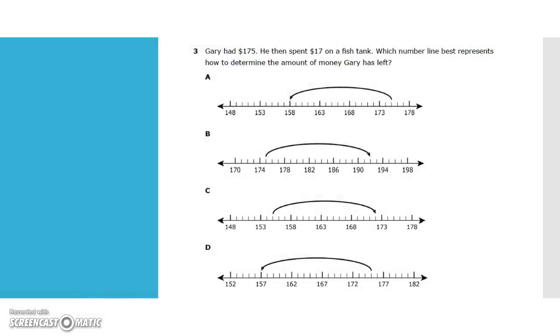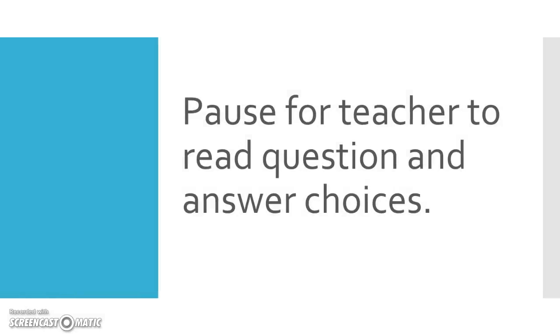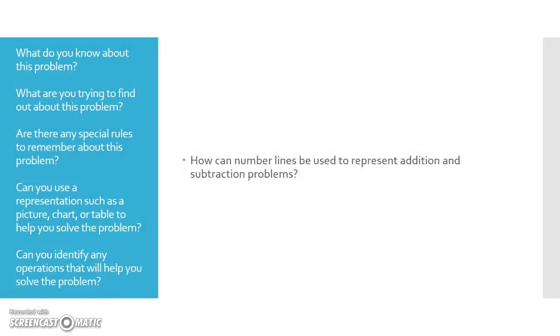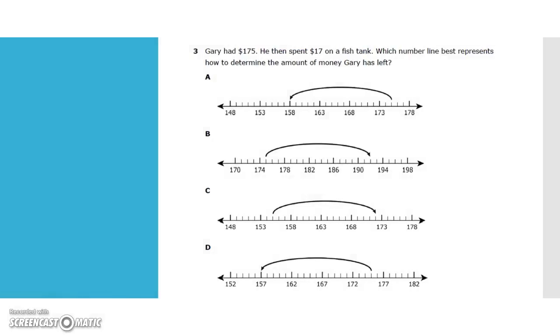We'll begin question 3 and pause for the teacher to read the question. We will pause again for the guided questions. And now I can look at this number line. I know that Gary started with $175 and then he spent $17. Which one of these number lines represents Gary starting with $175 and then spending $17?